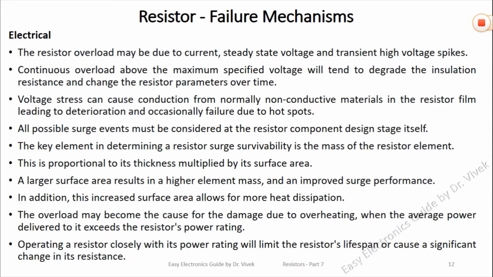The resistor overload may be due to current, steady state voltage, and transient high voltage spikes. Continuous overload will tend to degrade the insulation resistance, which will lead to overheating and change the resistor parameters over time.